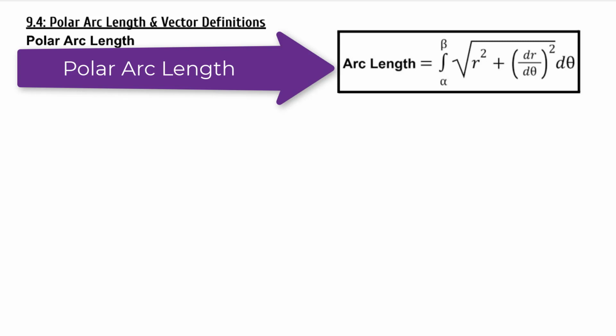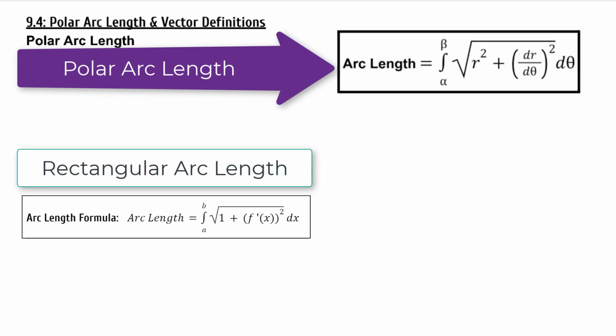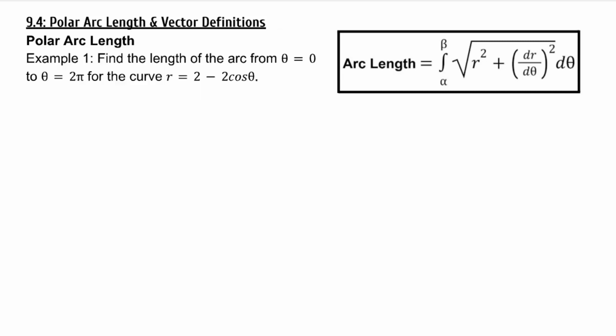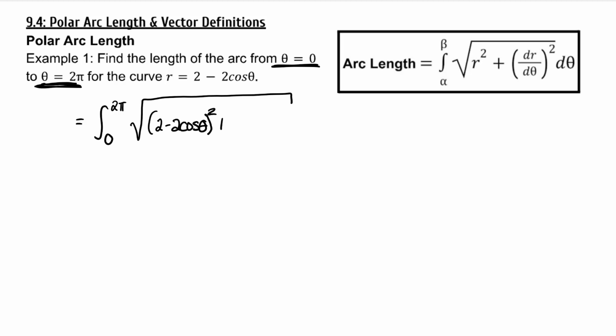Polar arc length looks similar to regular arc length or parametric arc length, but now we're dealing with how to find arc length in terms of polar graphs. So we need an r and we need dr d theta. We have our starting angle of 0 and our upper limit of 2 pi. Let's evaluate dr d theta. That would be positive 2 sine theta.